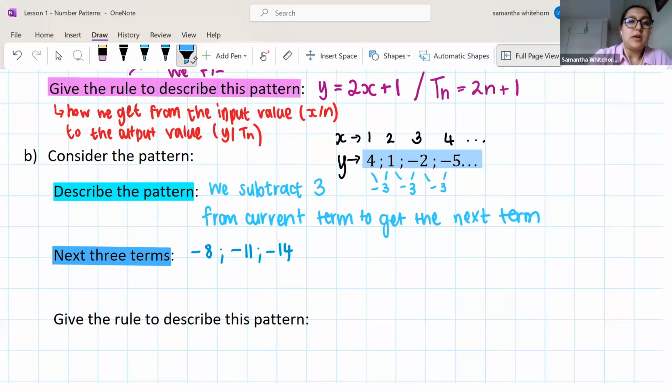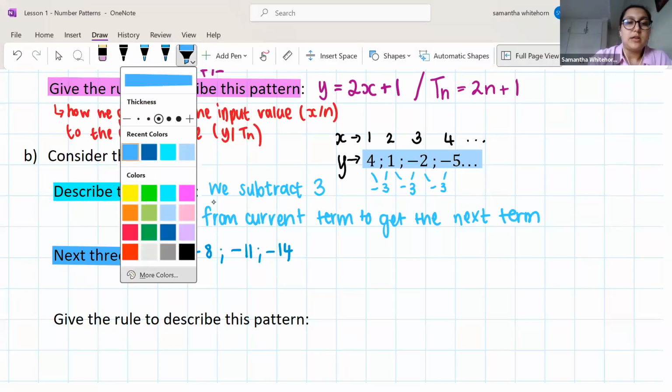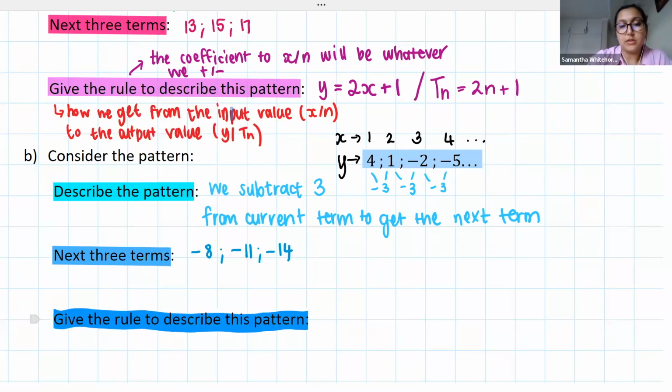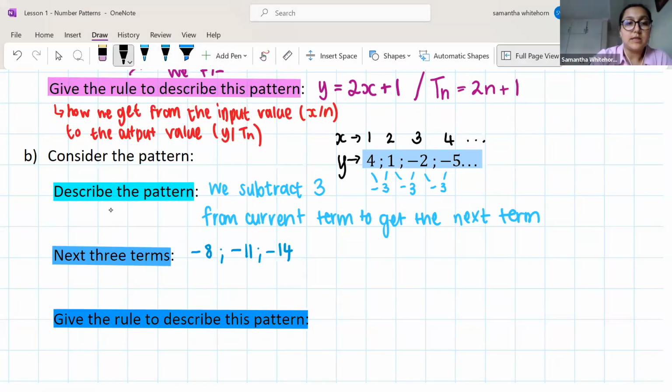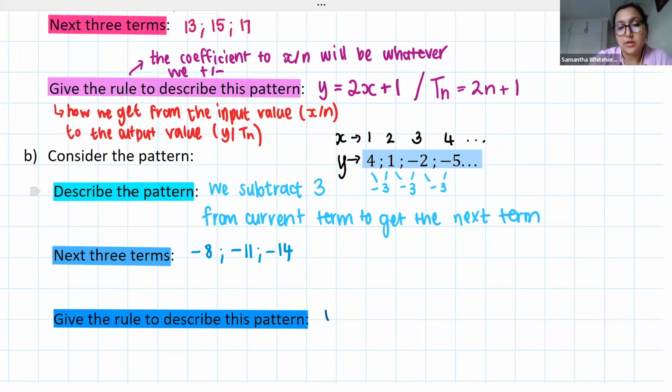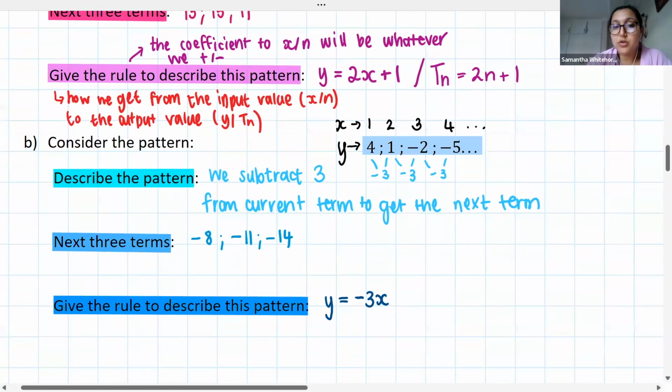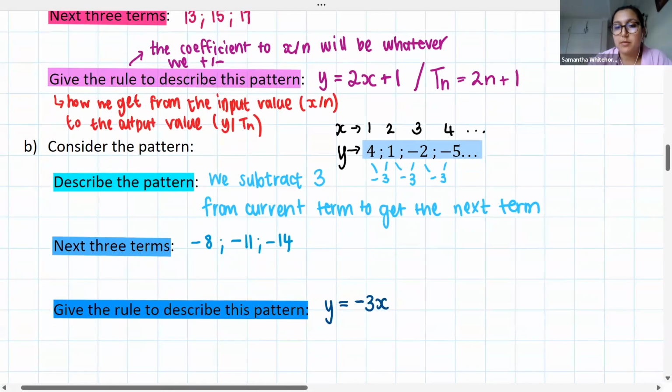Right, this last one, guys, we now need to actually give a rule for this pattern. Now remember, a rule is not the same as a description. A rule means that we need to have y equals. Now the trick, remember, is that whatever we are adding or subtracting is our coefficient to x. So we're going to have -3x. Now we want to double check, is there anything I need to add or subtract to that product to make sure I get my output?